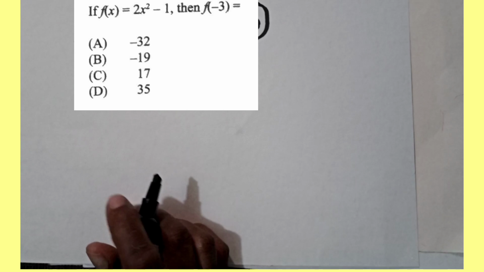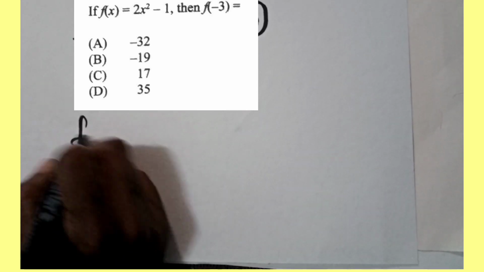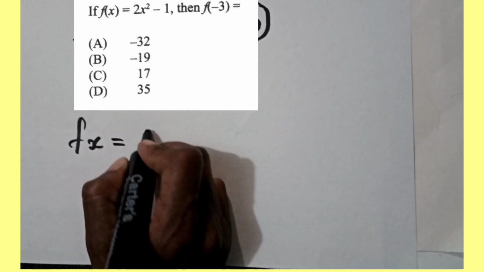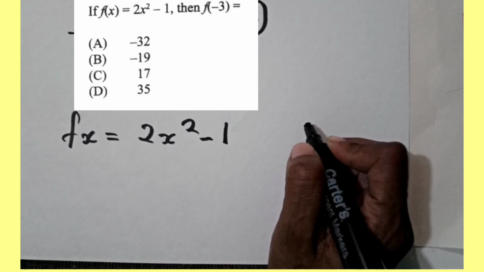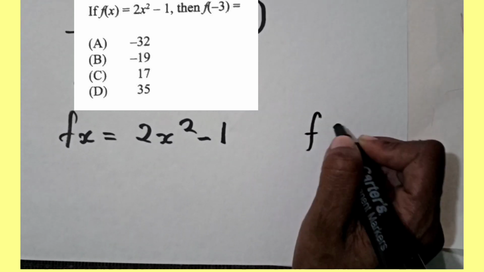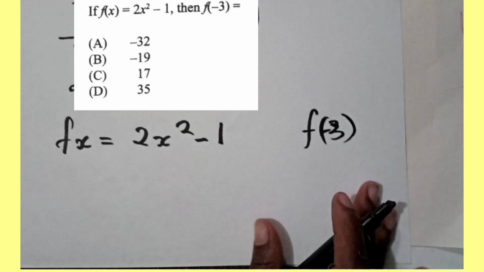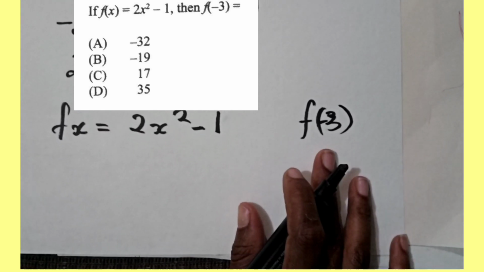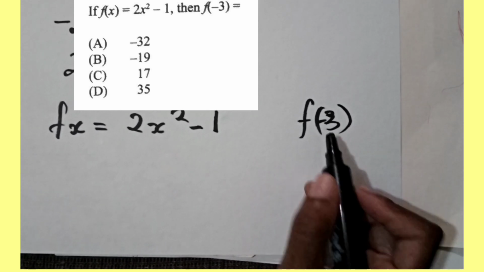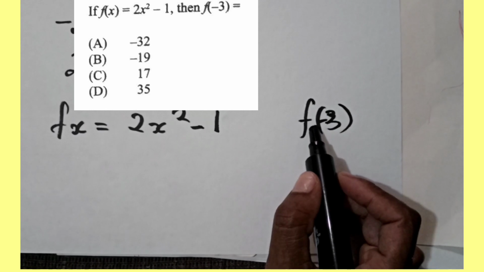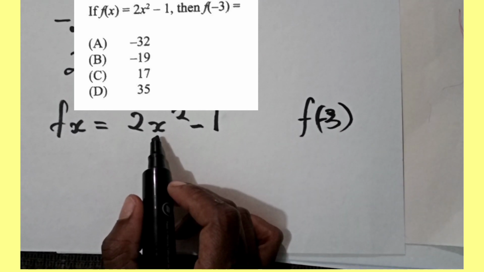So the next question: if f of x is equal to 2x squared minus 1, then f of negative 3 is equal to... Now, for these questions, you should know by now, all you're doing is substituting the number where x is. Like the negative 3 in this case, substitute it for x in your function. Substitute it for that x. Good.